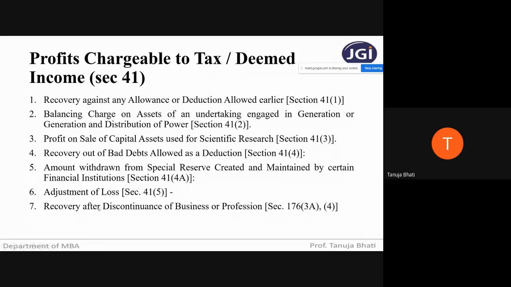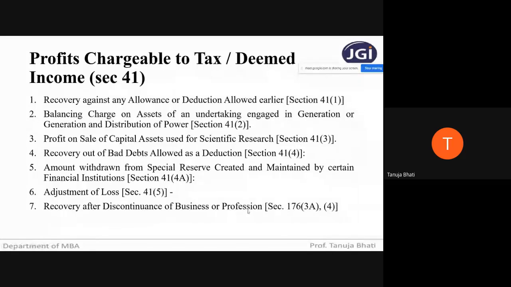Next, recovery after discontinuance of business or profession. So what does this mean? This means that when any business has been discontinued, and when the business and profession was being continued, you were supposed to receive some amount from, suppose, a debtor or any of your clients, but you had not received it, and after you have discontinued the business or profession, you are recovering the amount. So for the recipient who is receiving the amount, it will be considered as a deemed income in his hands, and it will be chargeable to tax. So it is recovery after discontinuance of business or profession.